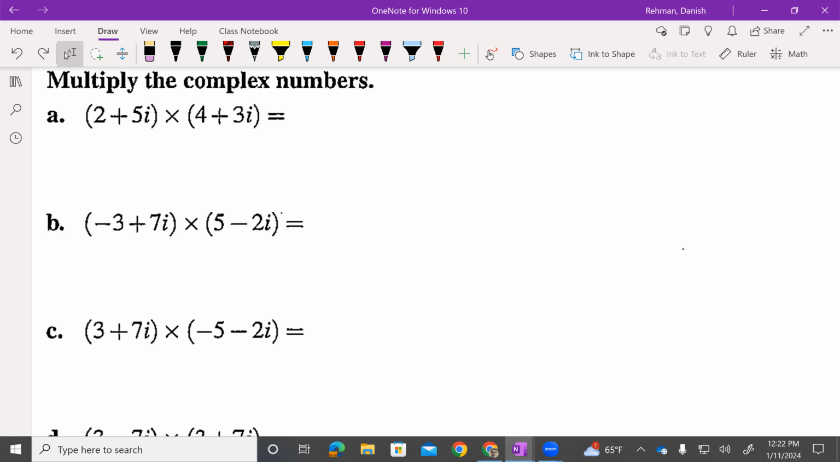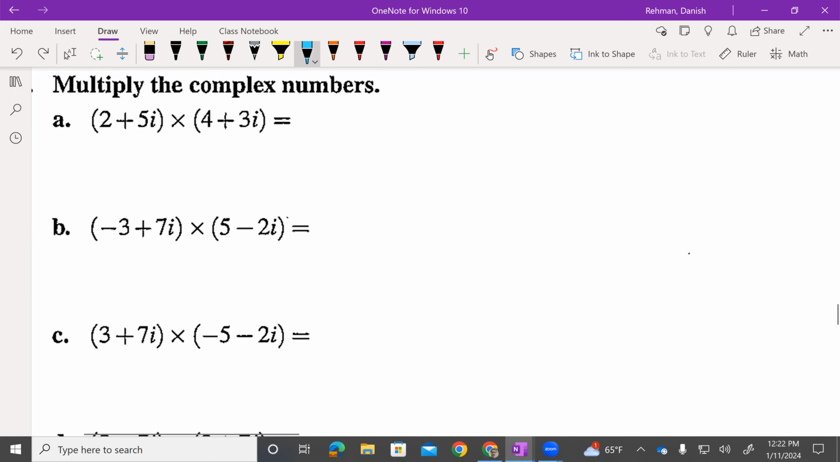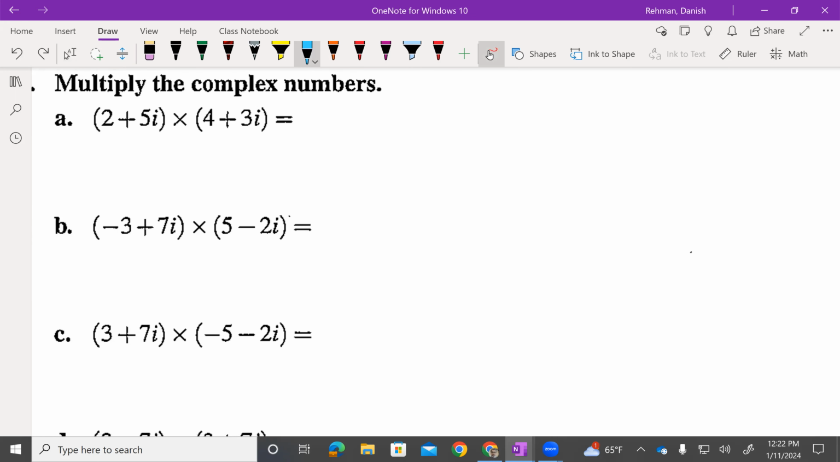I will take the first terms from here. These are the first terms. I will take these first terms and multiply them together. Then I will take the outer terms. You do know very well that's how the multiplication works for the parentheses.